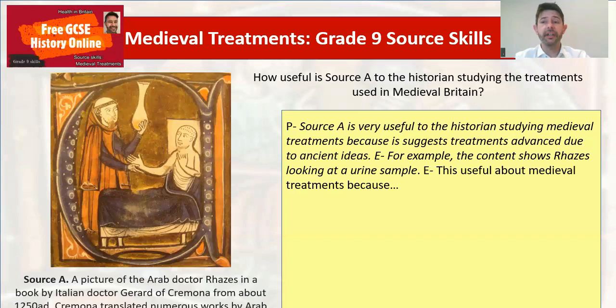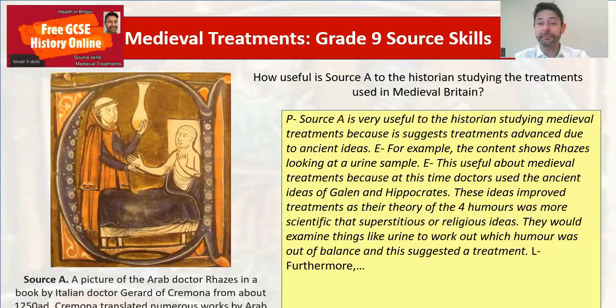Okay, I need to explain with my knowledge why this is useful. This is useful about medieval treatments because, and now I want to explain about the urine sample, what that means about medieval treatments with my knowledge and why this is useful. So 2 sentences, maybe 3, explaining. So pause, you can have a think about the knowledge you'd use, how you might explain it, or give this a go. Right, so here's my idea. So this is useful about medieval treatments because at the time doctors used the ancient ideas of Galen and Hippocrates. These ideas improved treatments as their theory of four humors was more scientific than superstitious or religious ideas. They would examine things like urine to work out which humor was out of balance, and this suggested a treatment. Okay, so then we could reference obviously bleeding and things like that if we wanted to.